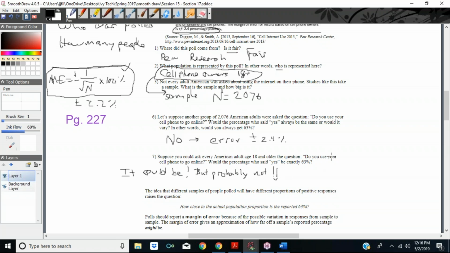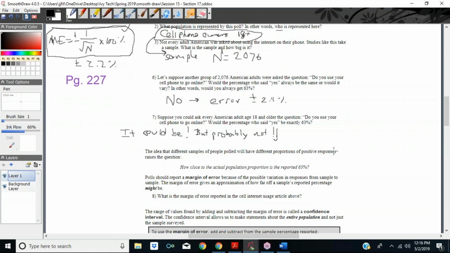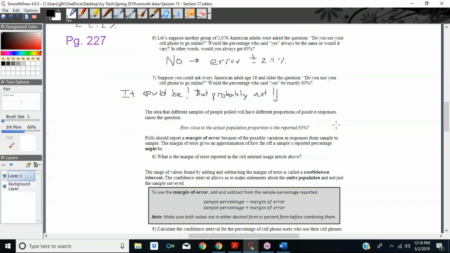Because remember that 63% only came from those 2,076 people. If you interviewed, however many million, 200 million people or whatever it is that have a cell phone, it could be 63%, but it probably won't be. It'd be pretty close. So it says the idea that different samples of people polled will have different proportions of positive responses raises the question, how close to the actual population proportion is the reported 63%? So how close is that 63% to a result we would get if we were able to poll everybody?